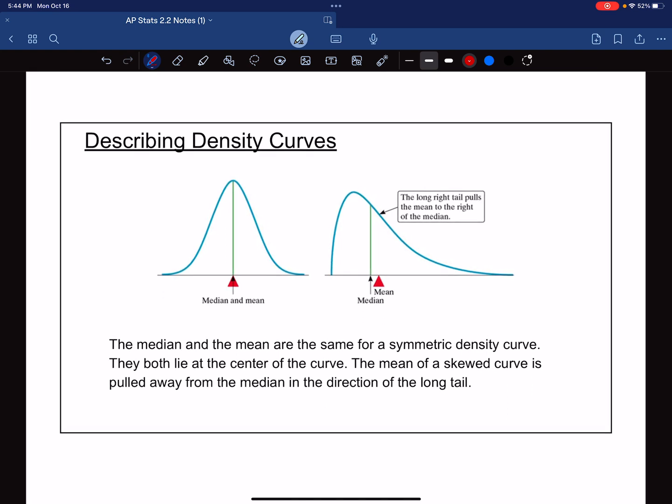So here's just some more diagrams and pictures to help understand. So the mean and the median are the same if it's symmetric. The mean of the skewed curve is pulled away from the median in the direction of the long tail. So just other wording saying the same thing.